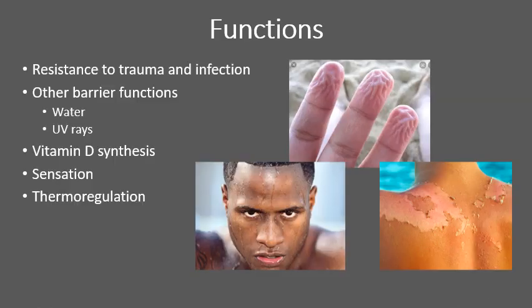What are the functions of your integumentary system? It provides resistance to trauma and infection. It's your body's very first defense against any outside enemies that are trying to get into the body. It also performs other barrier functions, like it keeps water at bay, and it also protects us from UV rays. It's responsible for vitamin D synthesis, sensation, so touching things, and also thermoregulation, so controlling the body temperature.